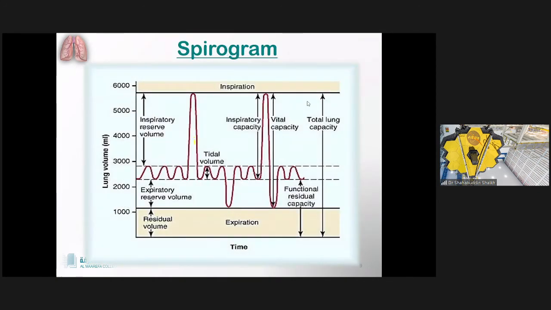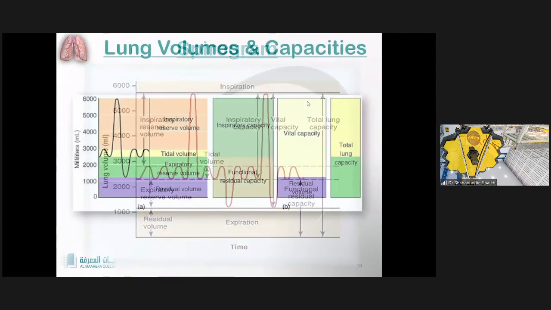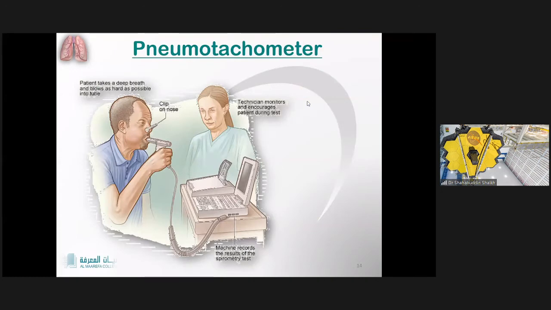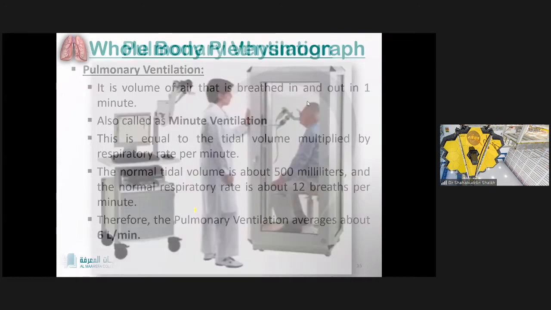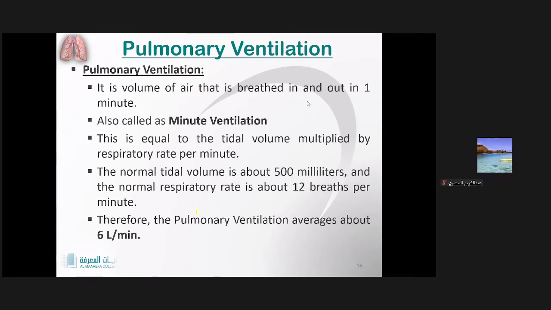Okay, so this is the graph showing you where the tidal volume, inspiratory reserve volume, expiratory reserve volume, and residual volume are. These are some other slides explaining how the procedure is done and what instruments are used. Now we come to the next concept. Any difficulty till the first part? 4 volumes and 4 capacities. We have discussed the most important one. Any difficulty? All clear now? Clear?